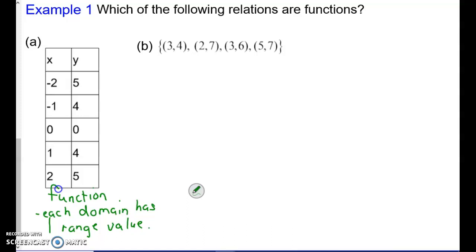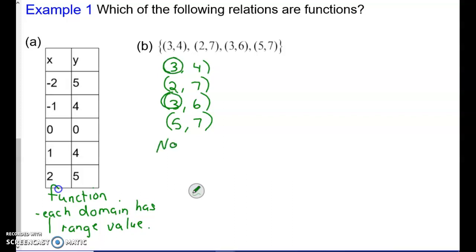For B, for the second example, let's take our ordered pairs and write them down vertically like they would be in a table of values. So we have 3 and 4, 2 and 7, 3 and 6, and 5 and 7. So remember the first number in each coordinate pair is your x value, and that indicates your domain. This time, 3 is repeated twice. So this one is not a function.